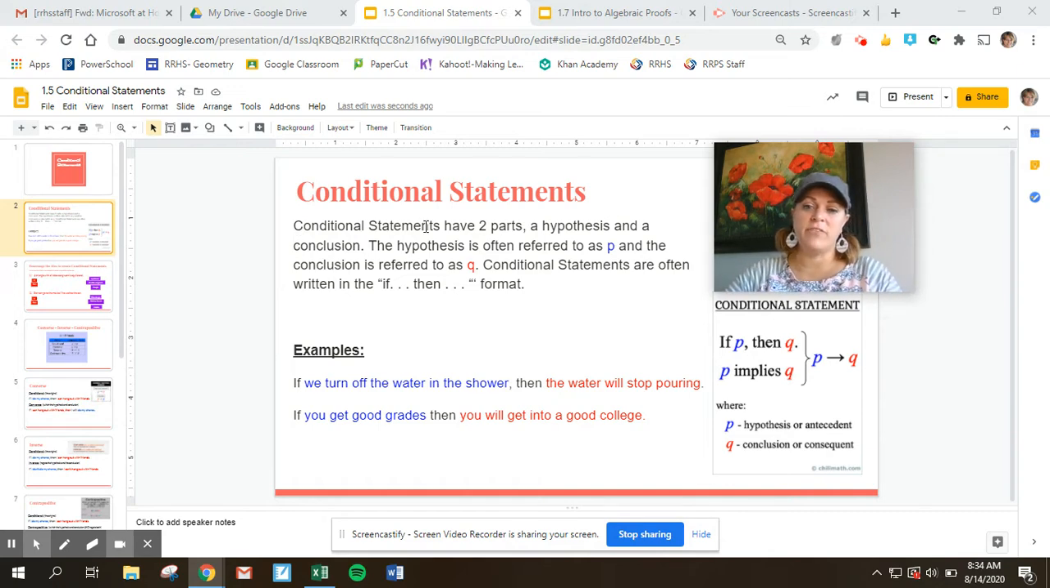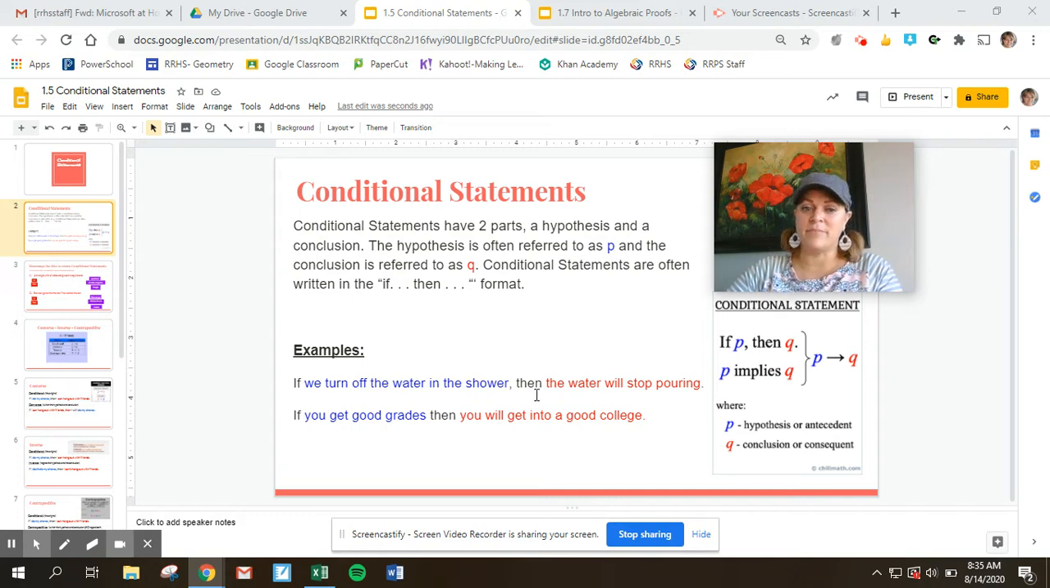So if you have the first part of the sentence, the hypothesis, which is often referred to as P, then the conclusion is what comes next. It's referred to as Q. And it's usually written in the if-then format. So for example, if we turn off the water in the shower, then the water will stop pouring. That's an example of a conditional.